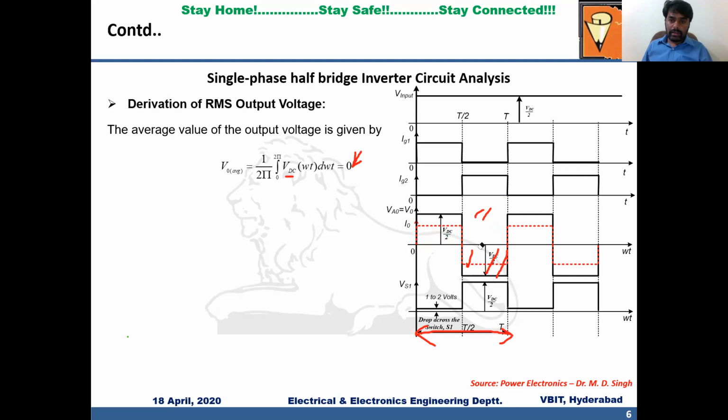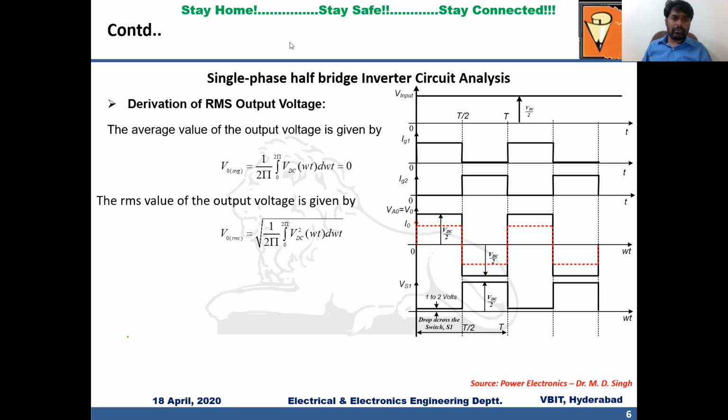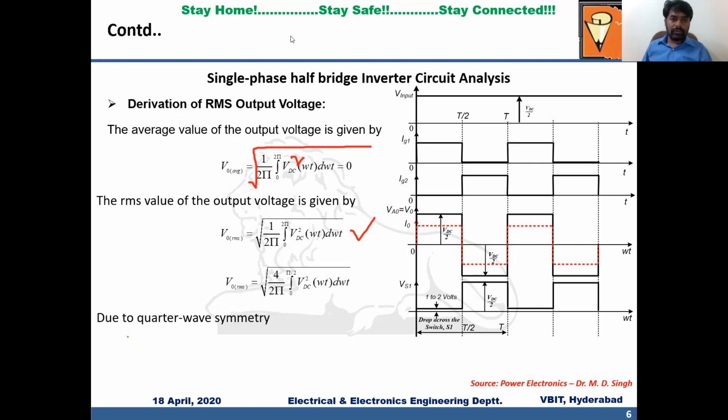And you can also calculate the RMS output voltage for this waveform. So for the RMS value, you just add a root here and square the input. That will give the RMS output voltage. You can write it like this. And due to the symmetrical waveform, instead of writing 0 to 2 pi, you can write 0 to pi. So to write 0 to pi, I need to add 2 here. It is 2 by 2 pi.